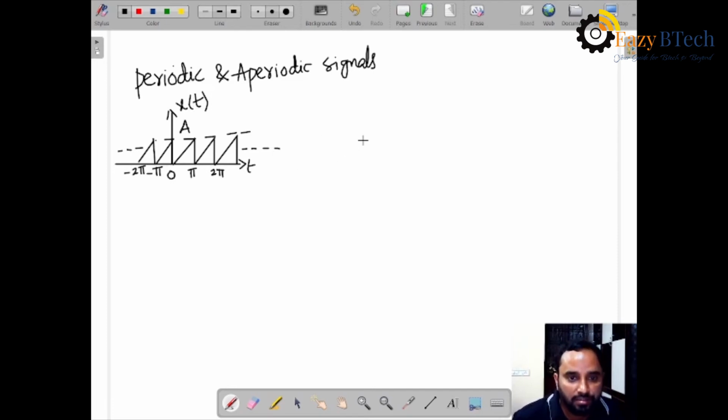Aperiodic signal means it will not repeat itself. It appears only once between minus infinity and plus infinity. So let's take an example. Aperiodic signal.